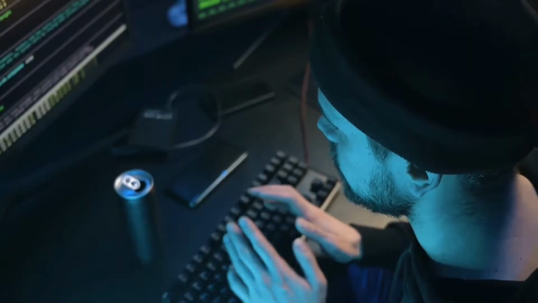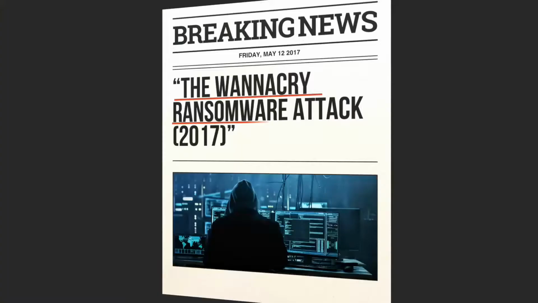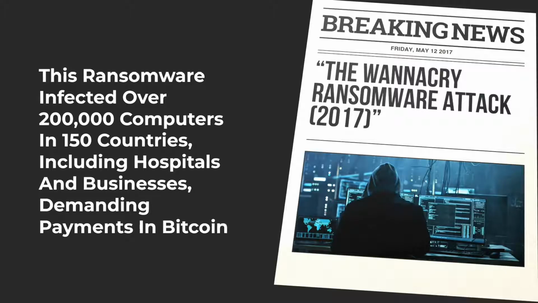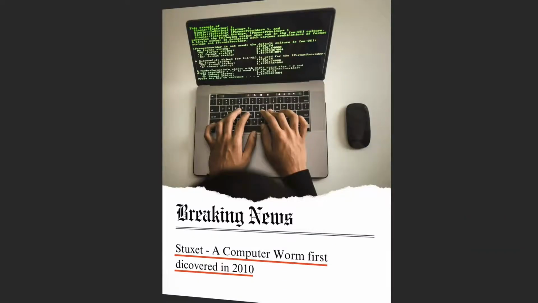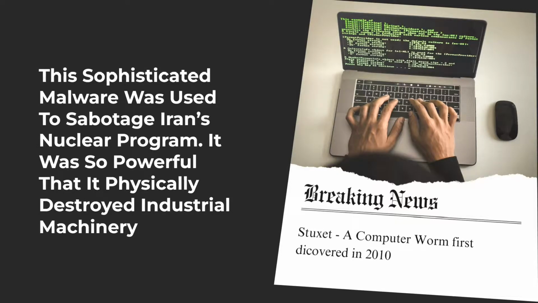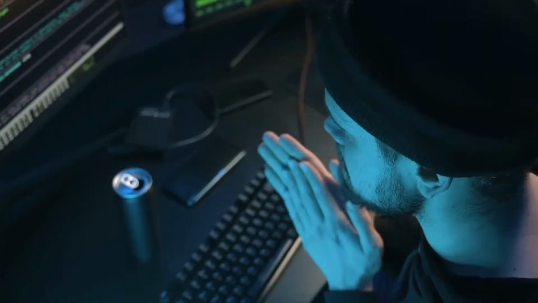Malware isn't just a small-time cyber nuisance, it has crippled governments, banks, and major corporations. For example, the WannaCry ransomware attack, 2017. This ransomware infected over 200,000 computers in 150 countries, including hospitals and businesses, demanding payments in Bitcoin. Another example, Stuxnet, 2010. This sophisticated malware was used to sabotage Iran's nuclear program. It was so powerful that it physically destroyed industrial machinery. Lesson: malware isn't just about losing files, it can disrupt entire industries and even national security.